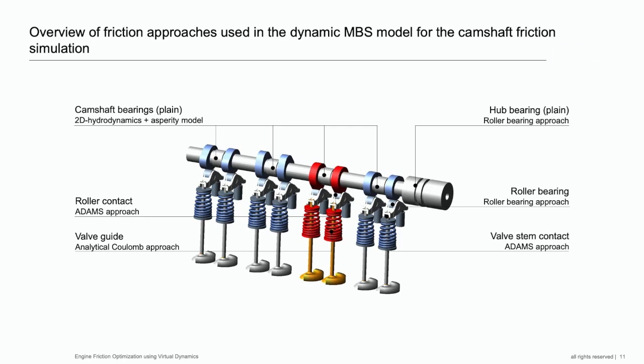For the hub bearing, we are using a roller bearing approach that is pretty much relying on the information from bearing suppliers who investigated the friction amount on an empirical basis. The same counts for the roller bearing inside of the roller finger follower. And for the valve stem contact, we are also using the Adams approach with the varying friction coefficient over sliding velocity.